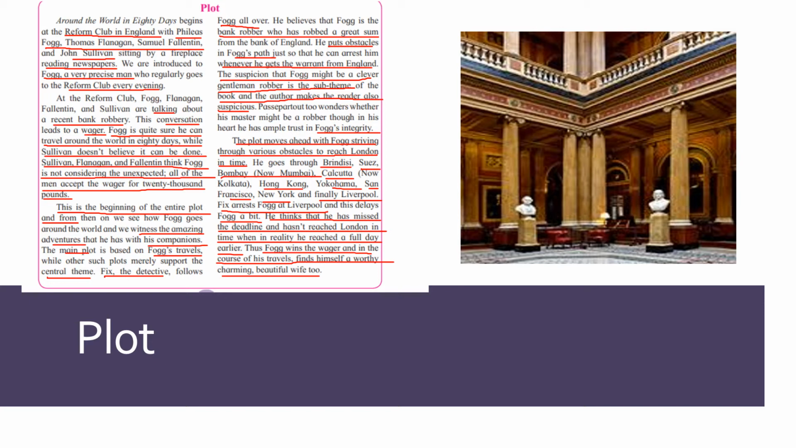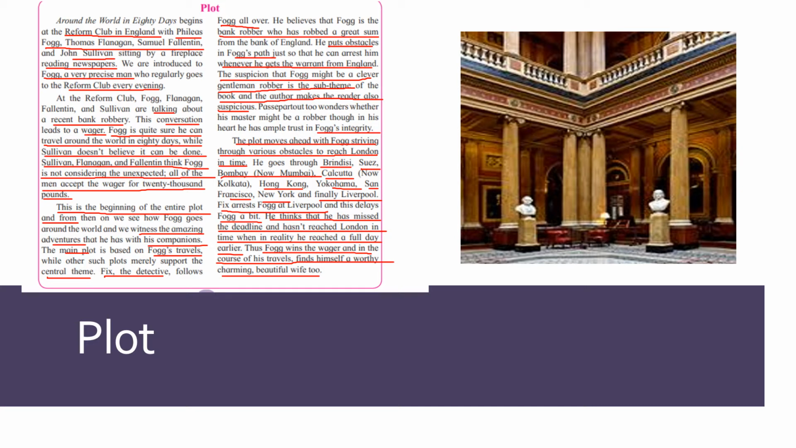Fix the detective follows Fogg all over because he thinks that he's the bank robber from the Bank of England who has robbed the money. And Fix the detective puts a lot of obstacles in Fogg's path so that he can get arrested whenever he gets the warrant from England. The suspicion that Fogg might be a clever gentleman robber is the sub-theme of the book, and the author makes the reader also very suspicious.